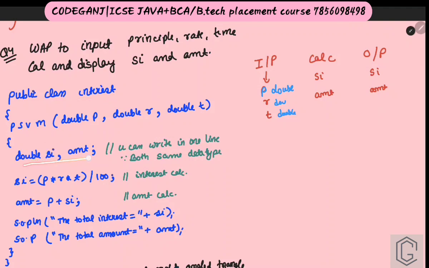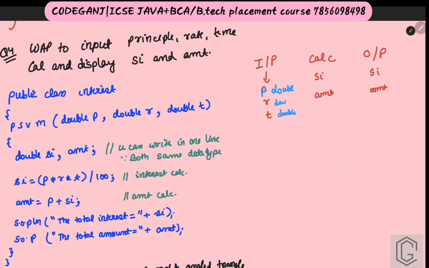Then coming down, now you're going to calculate. Now you need two variables, SI and amount, to calculate SI and amount. And both will be double. Since both will be double, you can declare them in the same line, double SI comma amount. So here again you need not write double. If it is in the same line for declaration, then it is okay.